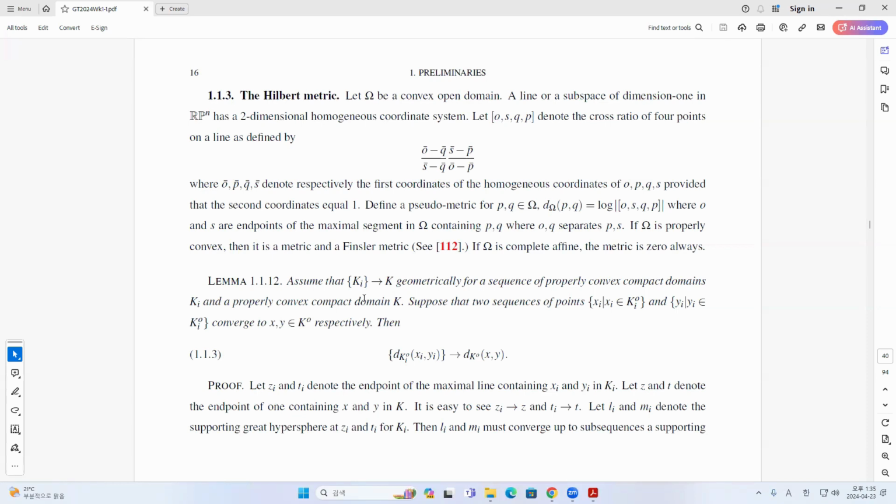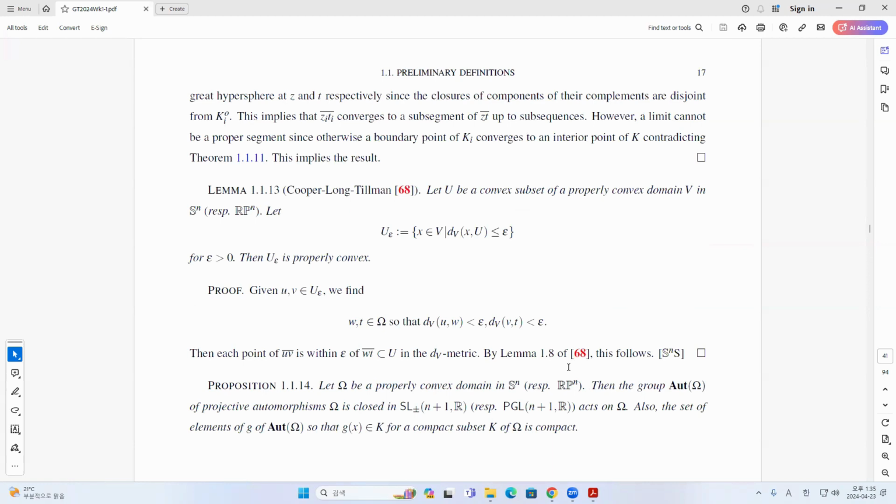So if K_i goes to K geometrically for a sequence of properly convex domains, and there are two sequences converging to x and y respectively, then this distance converges to this. So that's another fact you want to know. And another fact: if you have some convex domain, a subset of a properly convex domain B, then the set of points at distance less than epsilon is again properly convex.